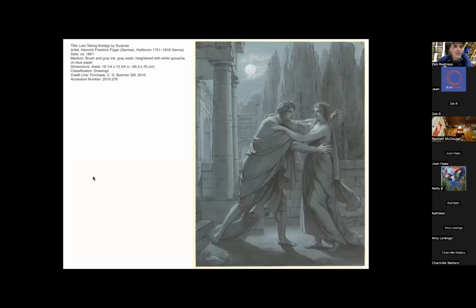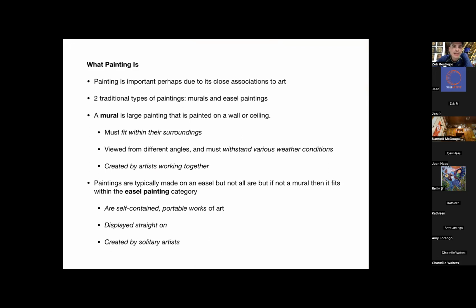And then we have here another really good example by Seurat with brush and gray ink, gray wash heightened with a white wash and on blue paper. Okay, this is a really, really good example. When I first saw this, I thought this was really original, you have the full moon in the background here. It's just really beautifully rendered. But okay, so next we'll talk about painting and how different artists use painting to create different value scales.